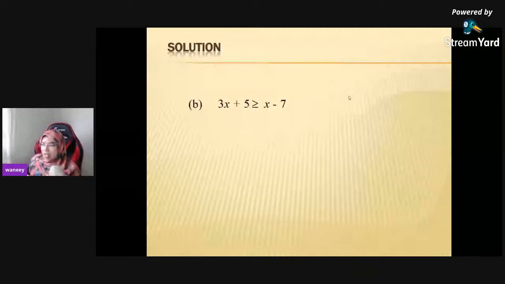Negative 6, you cannot give simply negative 6. It should be greater than negative 6, less than negative 6 and so on.